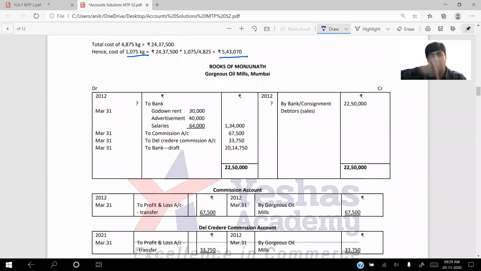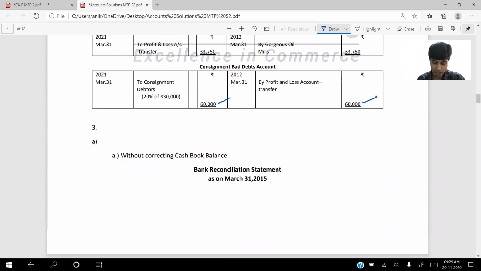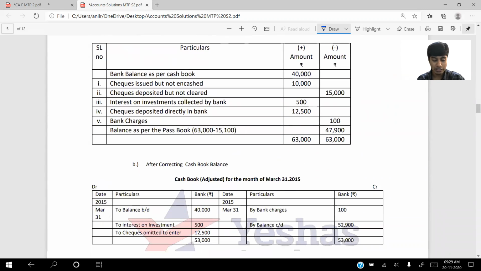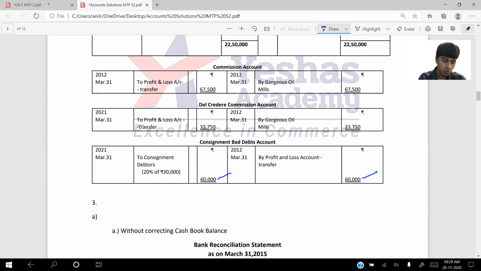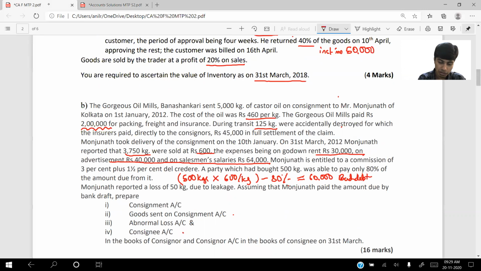And then we have accounting in the books of Manjunath. Same thing. It will be opposite from there. Their debit will become credit here, credit will become debit here. Not very tricky. I hope you can make sense out of that part. Okay. So by this we are done with question number 2. Now we would have to go to question number 3.